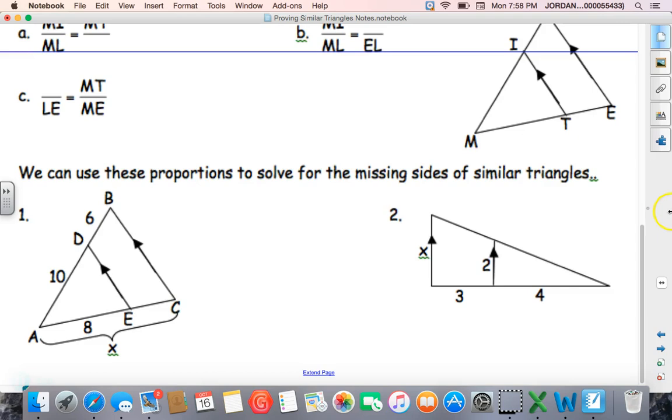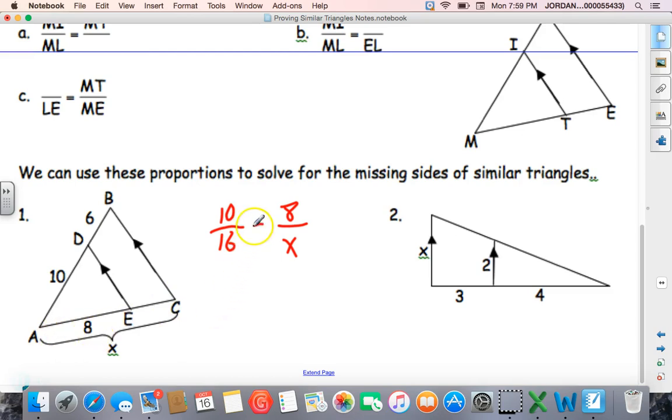So for this triangle right here, we've got this side is 10, the small part right here is 6, this length AE is 8, and the whole thing is x. So we can set up a proportion to solve for x. So what's the part of this side that we know? We know 10 over the whole. What's the whole side? Well, if this is 10 and this is 6, add those together, the whole side is 16. What's the part on this side? 8. And the whole is x. That's what that brace means. It goes from end to end.